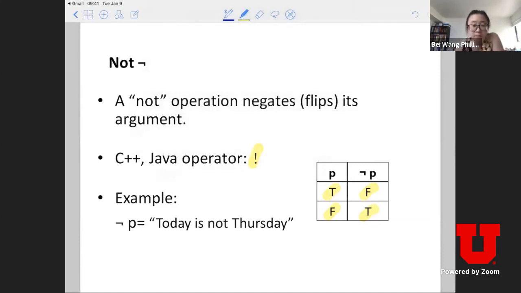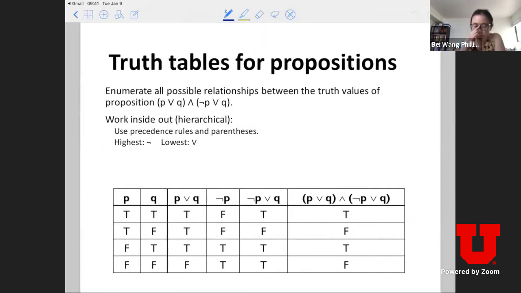So if the statement P means today is Thursday, then not P means today is not Thursday. So when we have to decide whether the proposition is true or false, one way to do so is through the idea of a truth table.